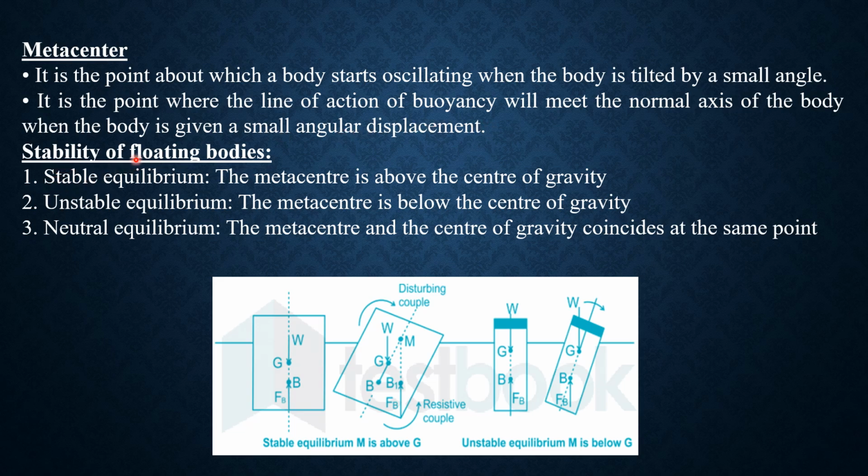Then stability of floating bodies. There are three conditions: first stable equilibrium, next unstable, then neutral. If there is stable equilibrium, then the metacenter is above the center of gravity. If unstable, the metacenter is below the center of gravity. And if neutral, then the metacenter and center of gravity lie at the same position or coincide with each other. Stable, metacenter above; unstable, metacenter below; and neutral, metacenter coincides with the center of gravity.